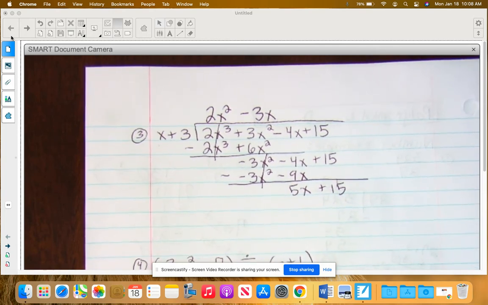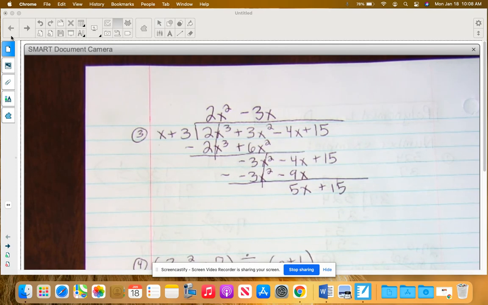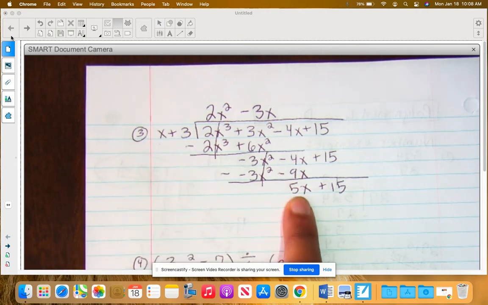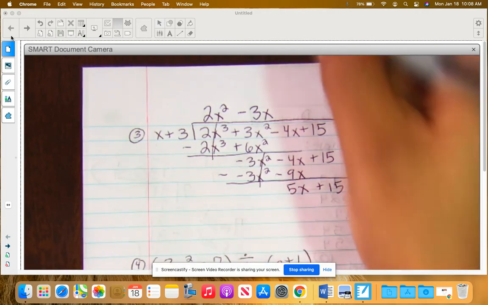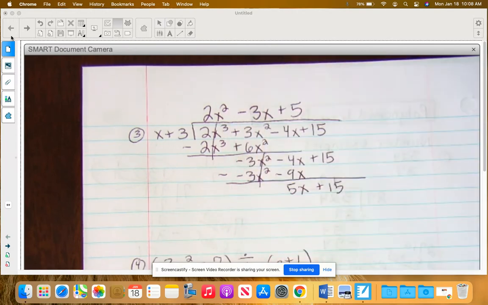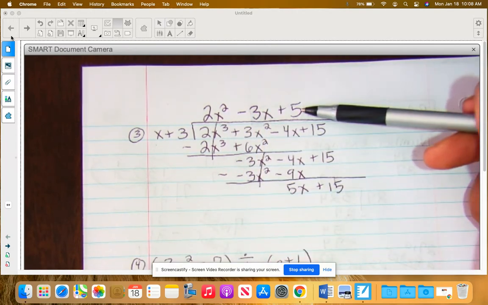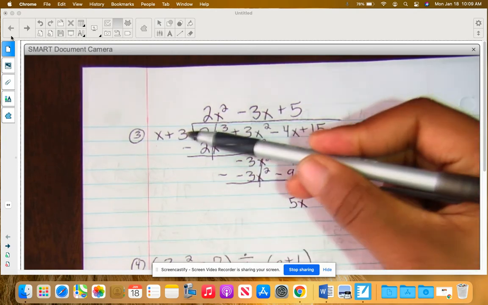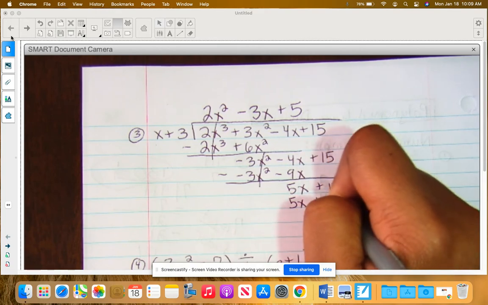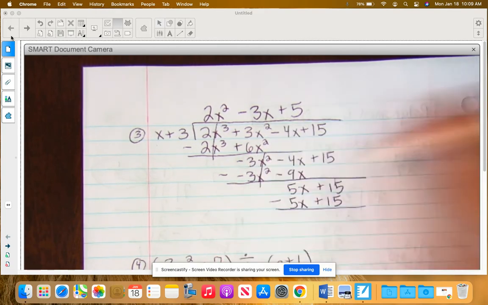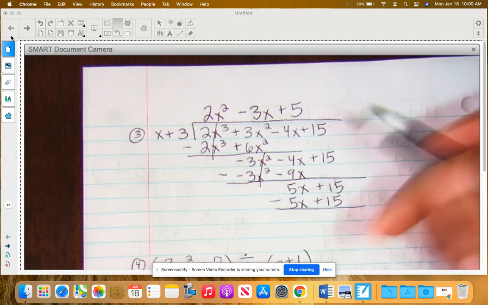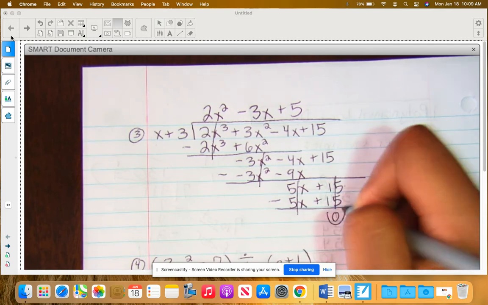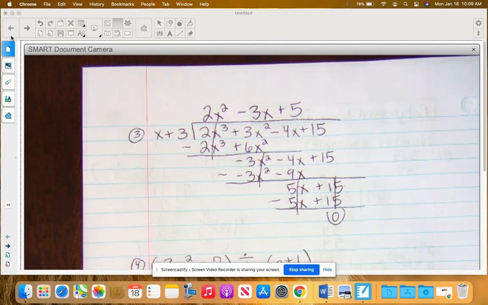And this is the first one we've seen where we have to repeat the process 3 times. x times something gives me 5x. That something that we're missing is 5, so that goes up there at the top. And we're going to multiply. 5 times x is 5x. 5 times 3 is 15. Draw the line, subtract. 5x minus 5x goes away. 15 minus 15 cancels out. So x plus 3 is a factor.